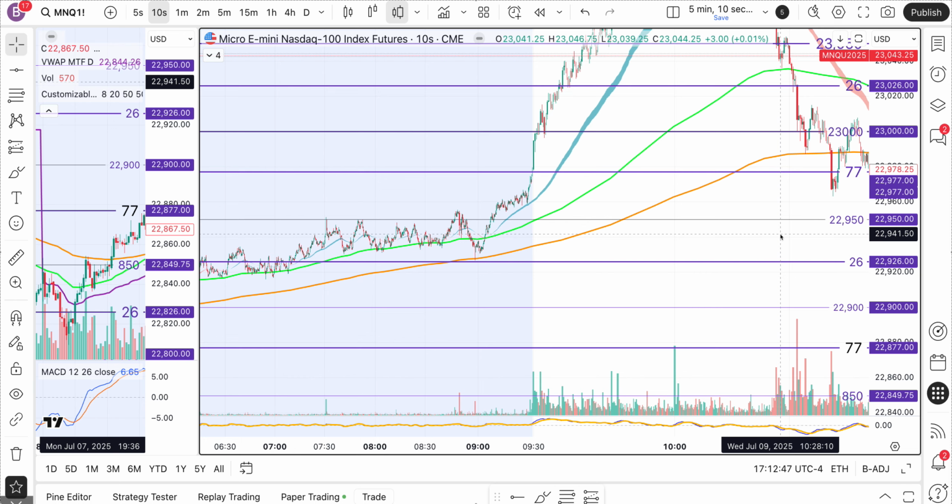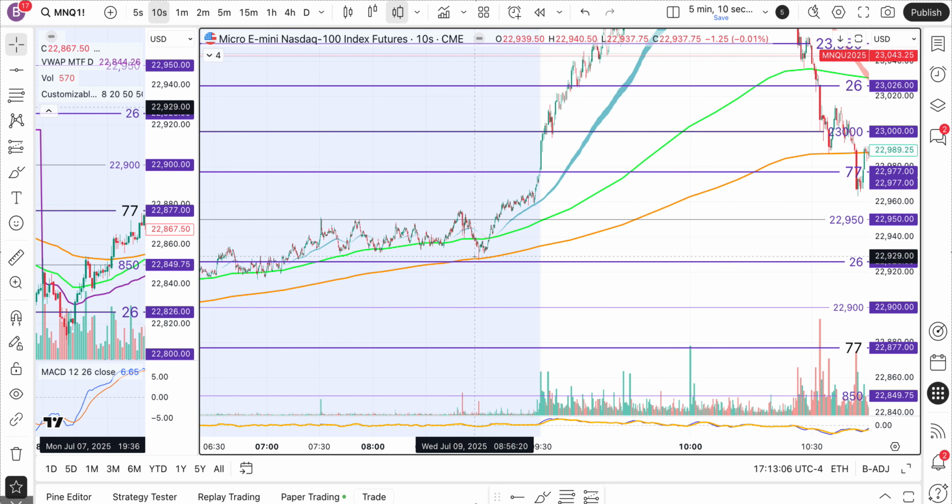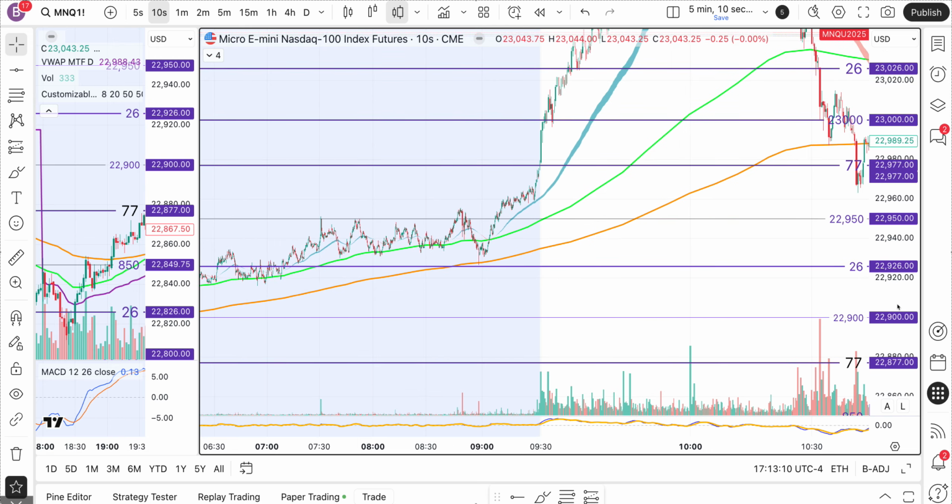Now, what I've noticed in my trading is that the 5-minute 20 and the 5-minute 50 period moving averages, when either one of them coincides with a 26 level or a 77 level in price, okay, you've got a really pretty great trade on your hands, most likely.